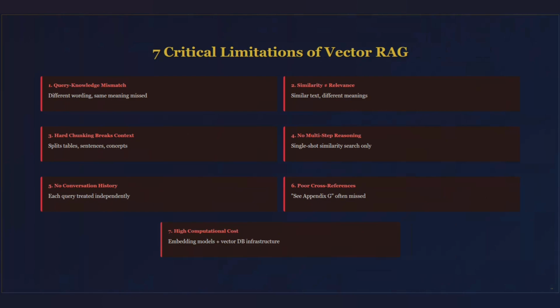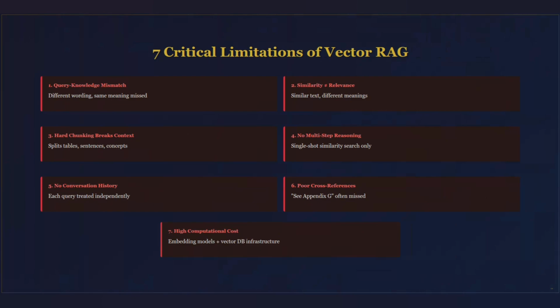Number 2, similarity does not equal relevance. In technical or legal documents, many sections might sound similar but mean completely different things. Vector search can't tell them apart. Number 3, hard chunking breaks context. Imagine splitting a document every 500 words. You might cut a table in half, break a sentence, or separate a reference from what it references.